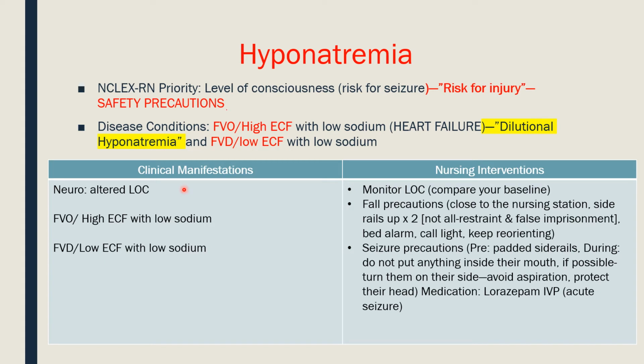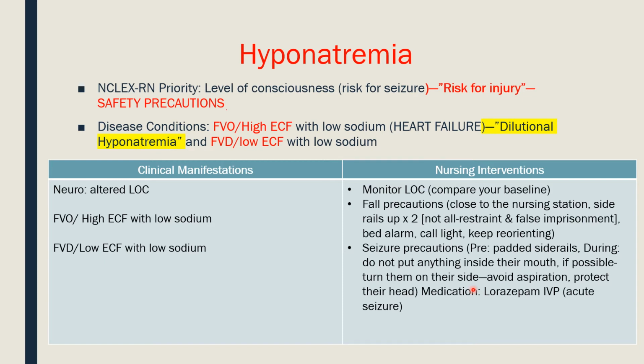So with neuro, they will have, of course, altered level of consciousness. And as a nurse, what you do is you monitor it, you compare it with your baseline from when you got them or when you admitted them, and you have to do fall precautions. And what I did in here is I listed the most commonly used nursing interventions in NCLEX, so you have to be familiar with this. And also you have to put them on seizure precaution. Okay, so I put some in here, and of course if your patient is having seizures, you have to give them lorazepam IV push, and that's for acute seizures.